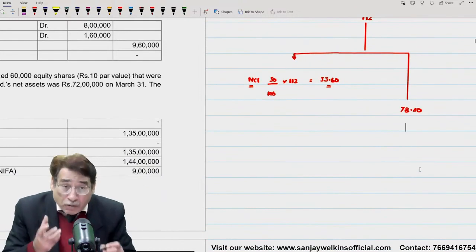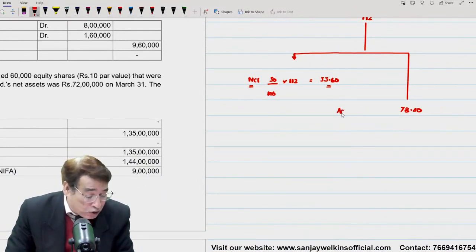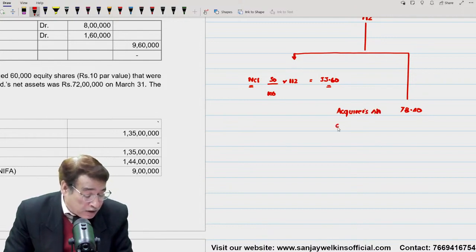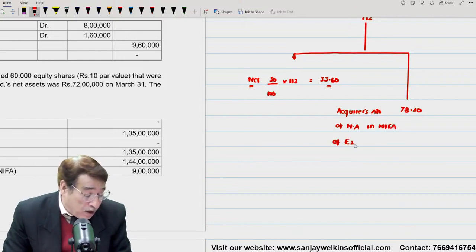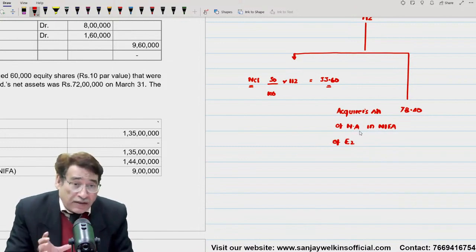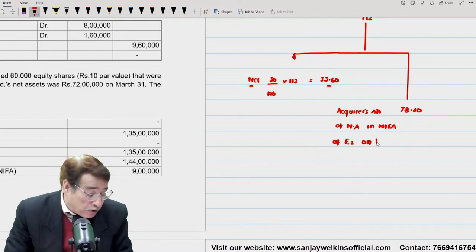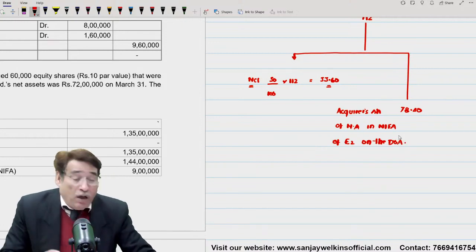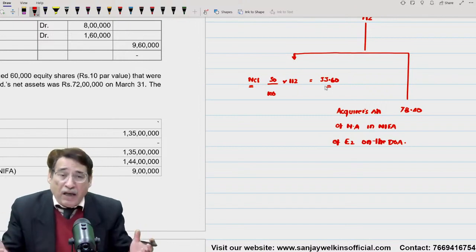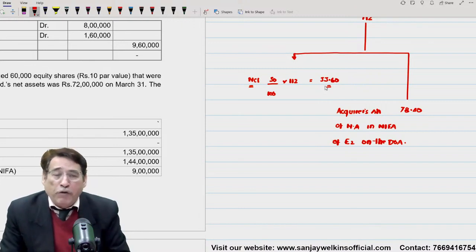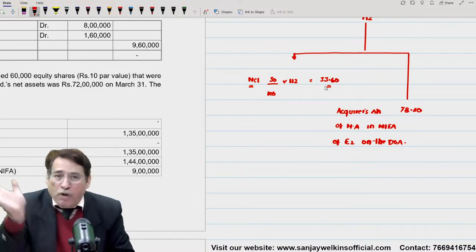What does it mean? It means that this is the acquirer's share, that is E1's share: the acquirer's share of net assets in NIFA, the net identifiable assets of E2, the acquiree company, on the date of acquisition. You need not write so many words; you can simply write acquirer share. This is just to help you understand and comprehend better. I hope you got a bit of an idea. When we say NCI, the next step is NCI. It means that on the date of acquisition, we have to find out what worth of net assets belong to the other shareholders.